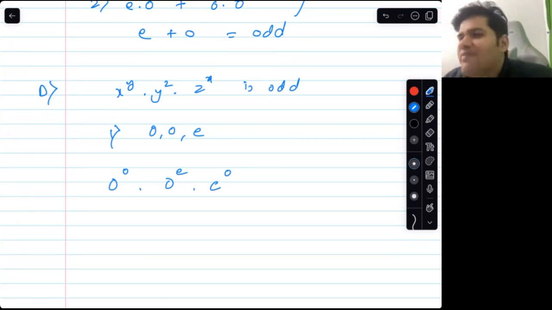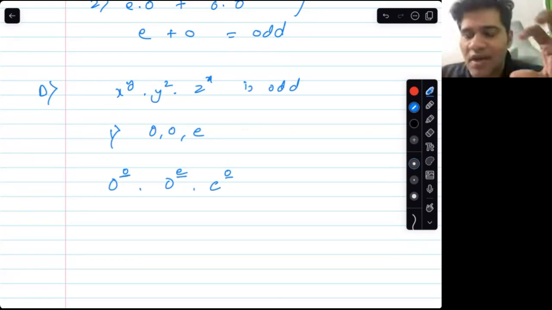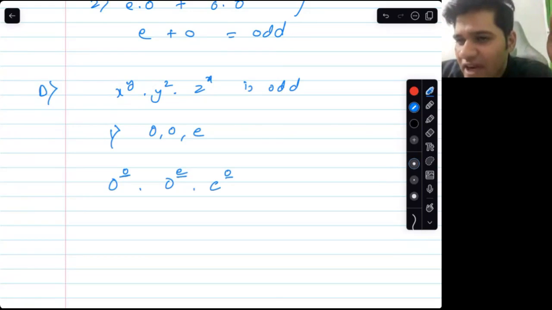So what do you think about powers? What do you think about product? If in a product, let us say I am multiplying 10 numbers, even if a single number is even, what does that tell you about the product? Let me rephrase my question. Let us say I am multiplying 10, 15 numbers. Even if there is a single number that is even, what would be the product? The product will be even.